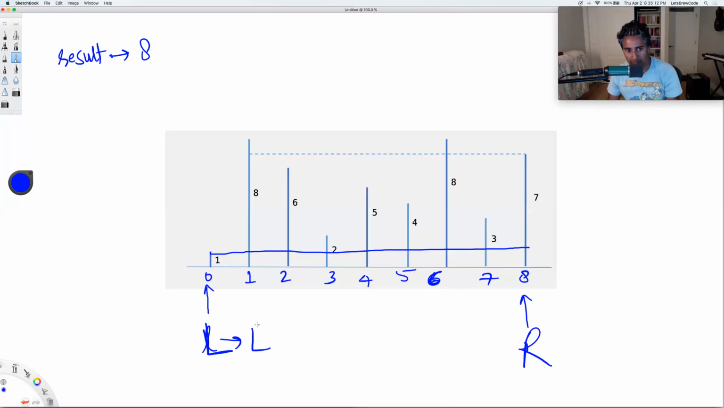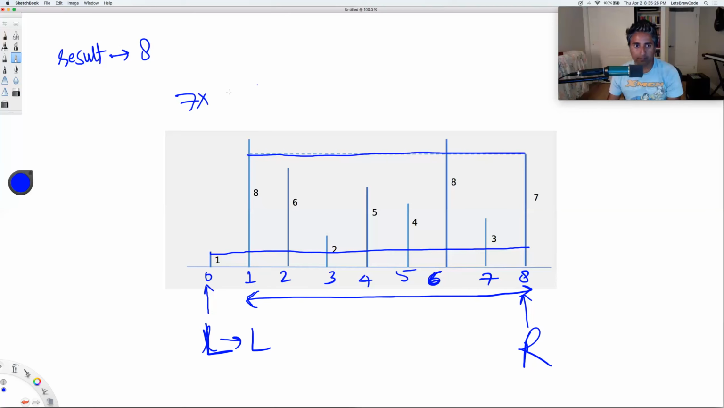So we come here and we check the height, which is 8. So the maximum area is going to be 8 minus 1, which is 7, multiplied by 7, equals 49. Wow. 49, which is bigger than our result. So our result moves to 49.